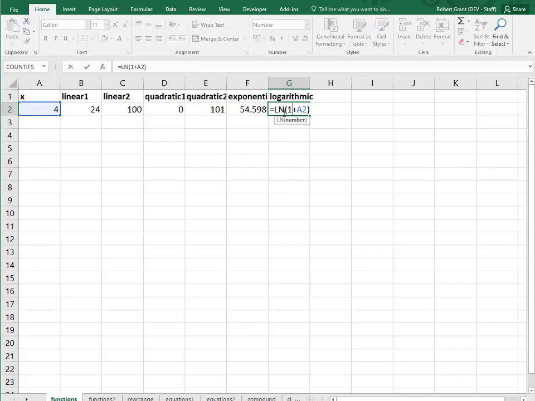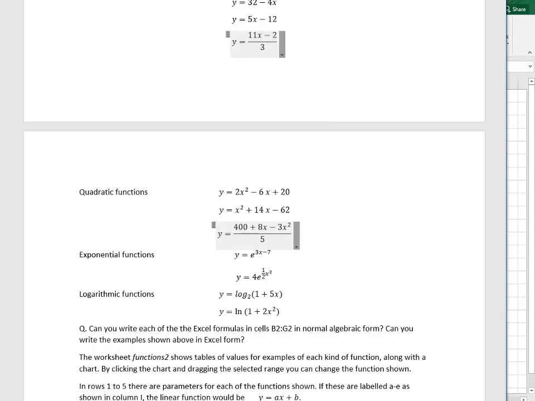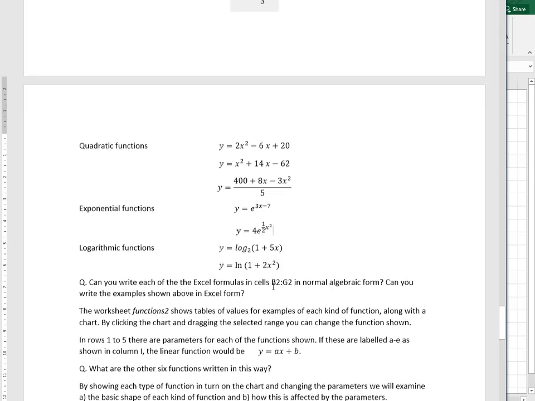And this is log of 1 plus x. So you should be able to write these in normal algebra, and you should be able to take anything here and put it into the Excel form. That includes things like this, where you'd have to have 4x, brackets, a half x to the power 2, close brackets, to give you this. So that's how you enter things in.